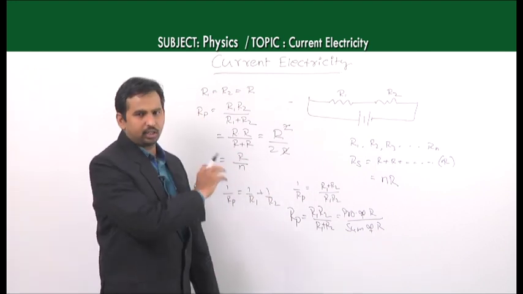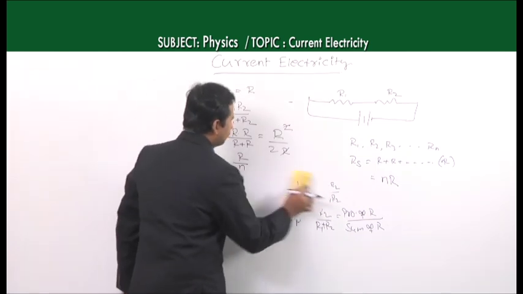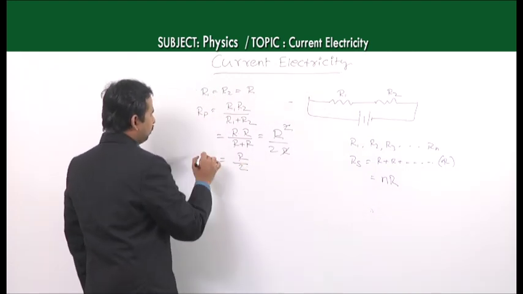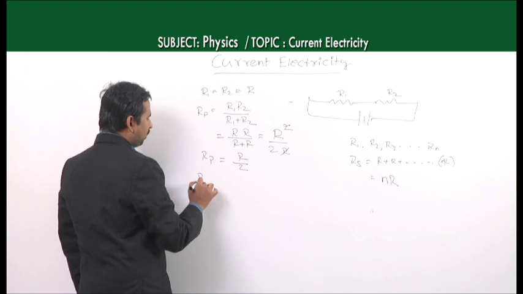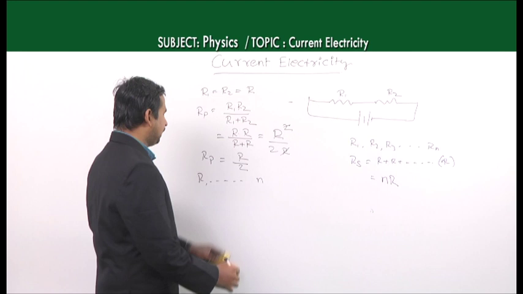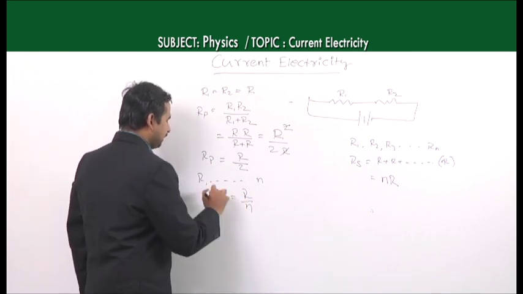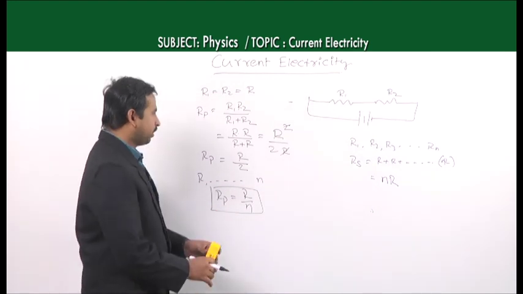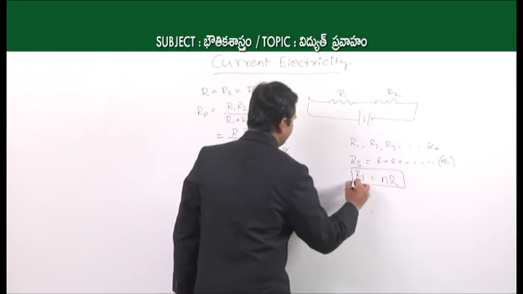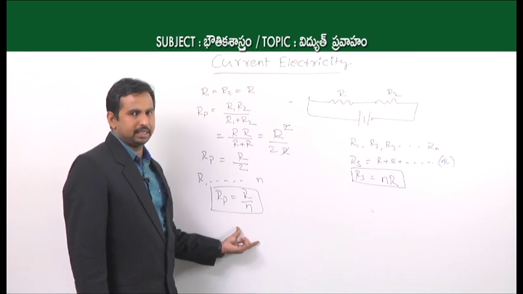So if you are taking n number of resistances at the same time, you get R by 2 if two resistances are connected. If n resistances of value R are connected, then the equivalent resistance Rp becomes R by n. So when connected in series, we got Rs is equal to nR, and when connected in parallel, Rp is equal to R by n.